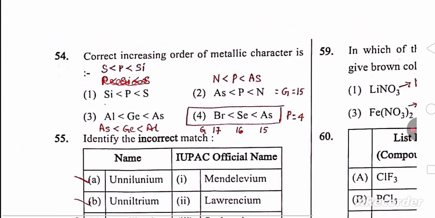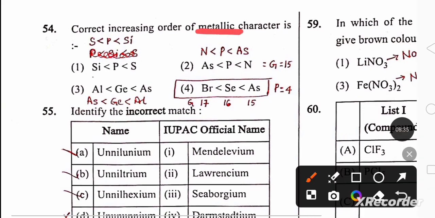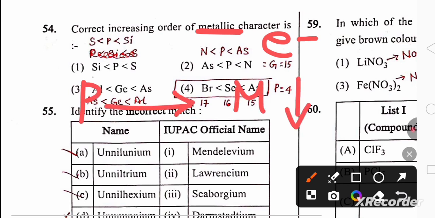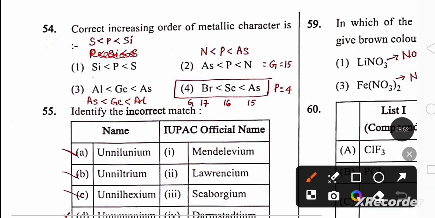54th question. Correct increasing order of metallic character. Now metallic character depends on the tendency to lose electrons. So we know across the period metallic character decreases because size decreases, and down the group metallic character increases because atomic size increases. So accordingly, the first option includes silicon, phosphorus and sulfur. This is not a correct increasing order, because silicon has more metallic character than phosphorus and sulfur.